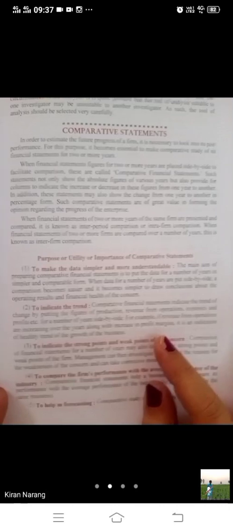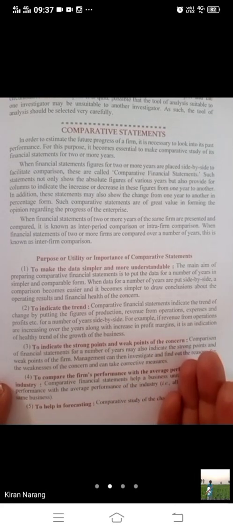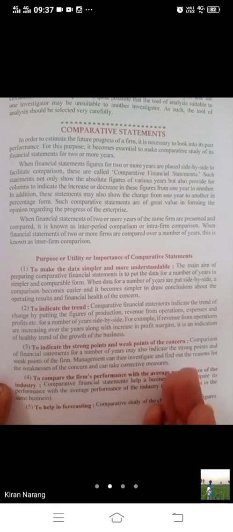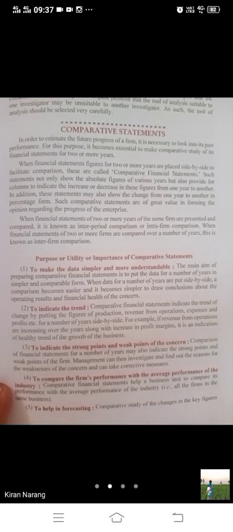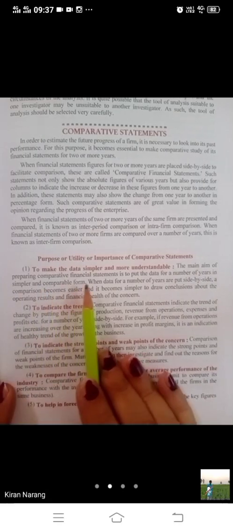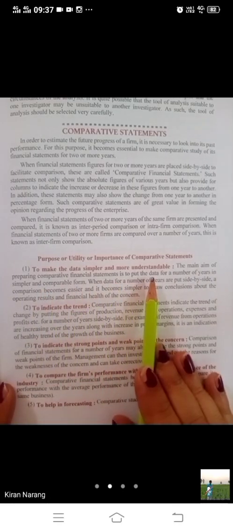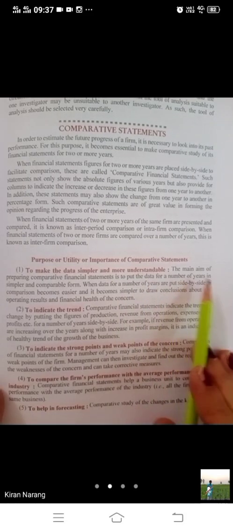Beta, why are we doing the comparative statement? We are comparing the figures of 2 years in absolute form and in percentage form. Why? What is the purpose? What is the importance? What are the utilities of this? To make the data simpler and more understandable. We are trying to make the data simpler and more understandable.